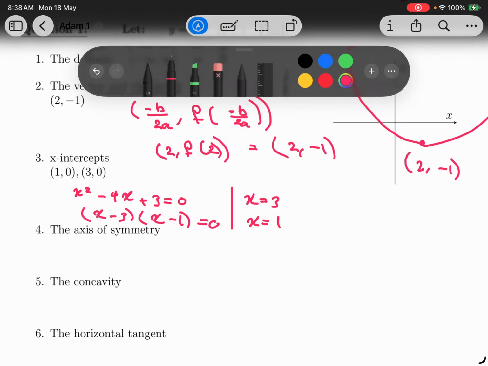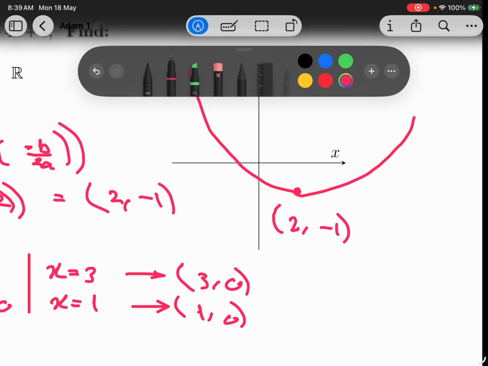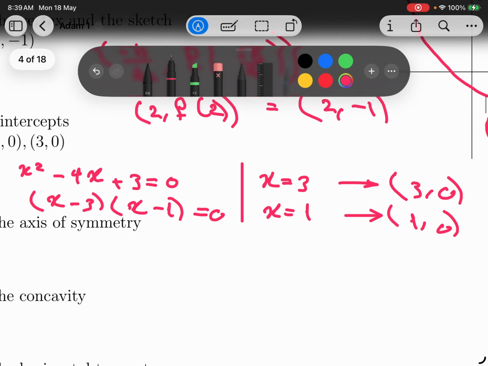So it's 1 with 0 and 3 with 0. So 3 gives me the x-intercept of 3 and 0, and here it gives me 1 and 0. So it means that this graph is not accurate because this seems negative and this seems positive. It's fine. I told you before, this graph is not accurate, but it will guide me only, okay?